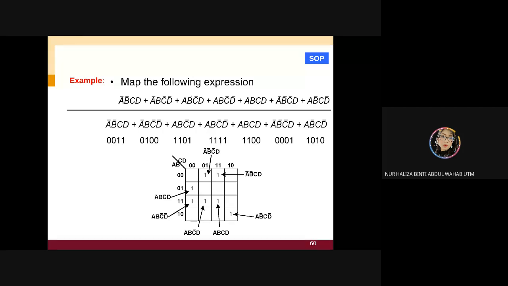Similar to this example, you look, then you know, oh, multiply, multiply, multiply. This is a product term. It's going to be SOP. What is SOP? A equal to 1, A bar equal to 0.